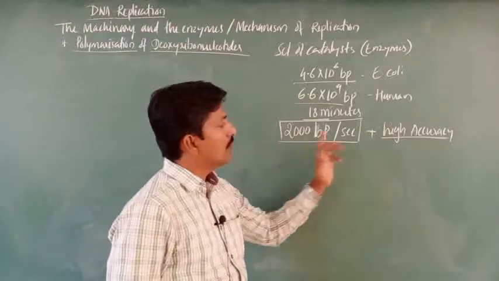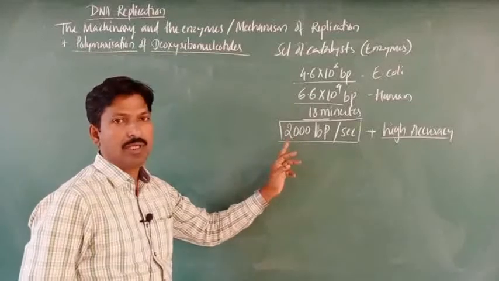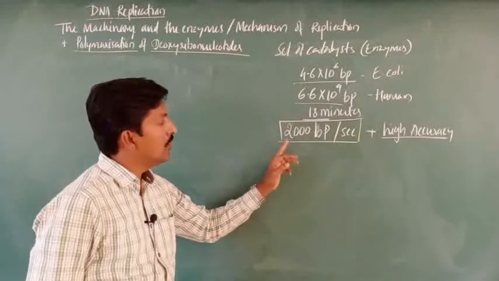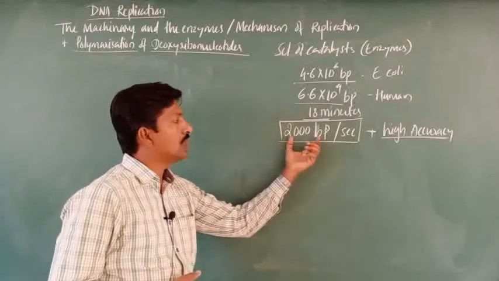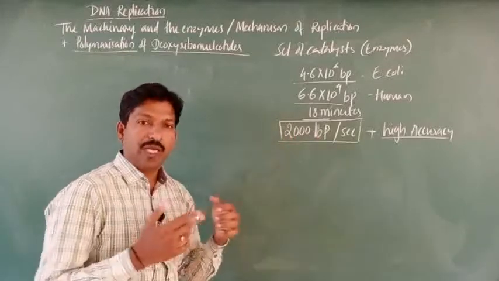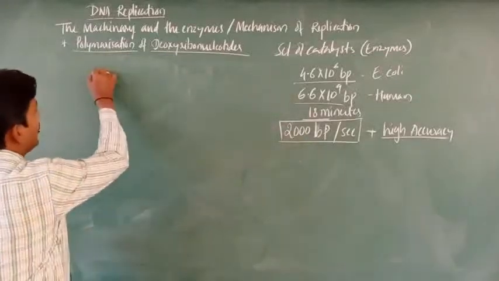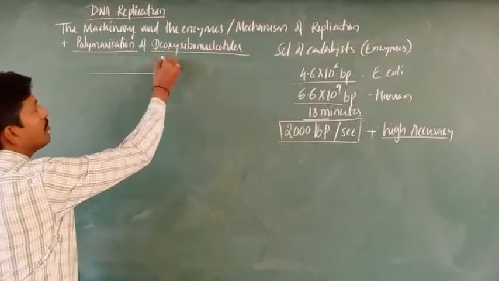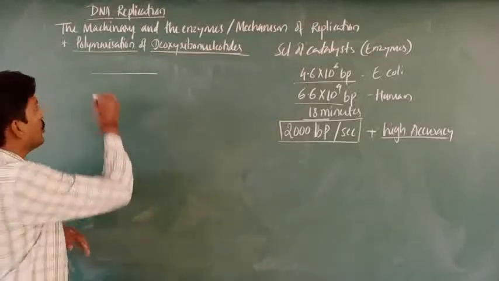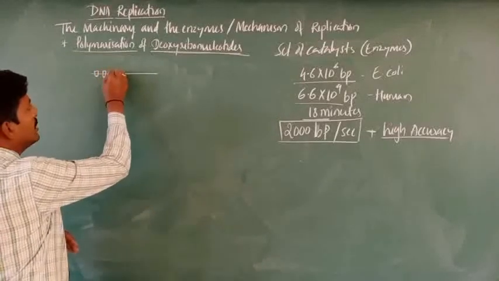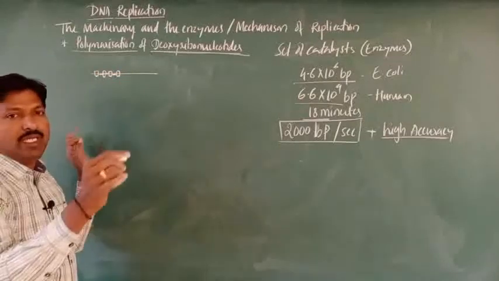So that's why high accuracy is also maintained, even though the rate of polymerization is so fast. 2000 base pairs are joined per second. In 1 second, 2000 nitrogen bases are joined to make a strand, right? So for making the polymer strand, there is a requirement of deoxyribonucleotides. These deoxyribonucleotides are joined to form a polynucleotide strand, right?